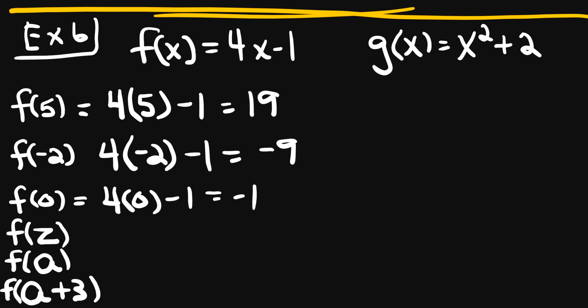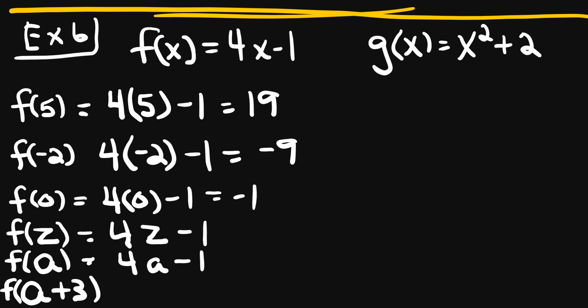And now we come to some funny stuff, f of z. Well, if the idea of function notation is to plug in the value of the stuff that's inside the parentheses, I'm going to call it stuff, because this is a letter now. So I'm going to plug that in as if it were a number. So this will end up equaling 4 times z minus 1. I can't do anything with it, but that's my answer. This is f of a. Same thing. This will end up being 4 times a minus 1.